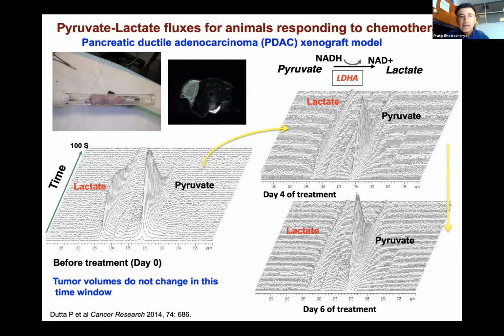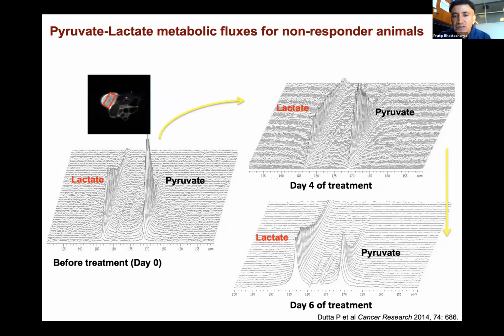Next slide, please. And this is a case when the mouse is not responding to the treatment. Here also, lactic acid is very high at day 0, and on day 4 you see there's no reduction in lactic acid. On day 6, lactic acid is the most prominent signal. So here the treatment has failed. So we are able to distinguish between a mouse which is responding and one which is not, and we can do that within a matter of days. If we do it on patients, we do not have to wait for months to get an answer. And this is why metabolic imaging can be very efficacious for early response to therapy.